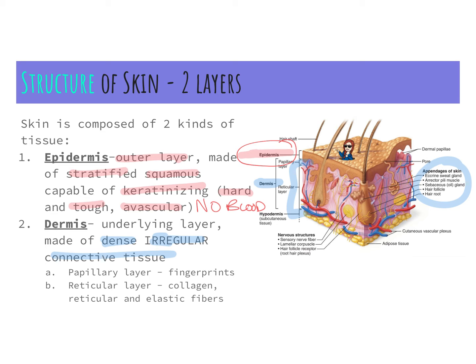You can see the papillary layer. The papillary layer is where our fingerprints come from. So our papillary layer is that top layer of the dermis, and it looks all bumpy, and that's where your fingerprints come from. The reticular layer, which is the thicker part of the dermis, that's where all the appendages are located. That is also where the collagen and elastic fibers are running through.